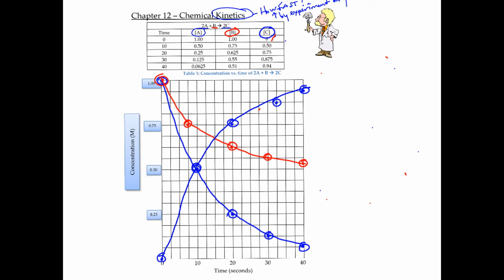So in the first 10 seconds, A is going to go from 1 to 0.5. That's going to be the A. Whereas the B is going to go from 1 to 0.75. And the C is going to go from 0 to 0.5.